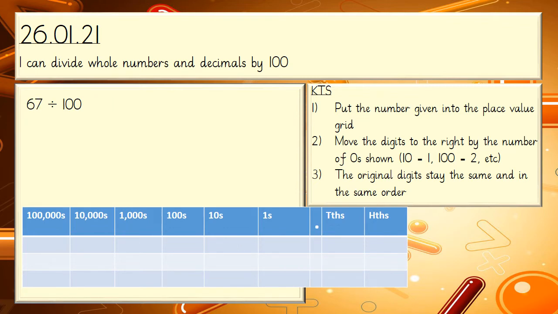Let's have a look at another example. So first of all, put 67 into that place value grid like so. Then moving the digits 2 places to the right, as shown. And as you can see, the 7 would end up in the hundredths column. So that means the 6 would end in the tenths column. The decimal point stays where it is. So what would the answer be?